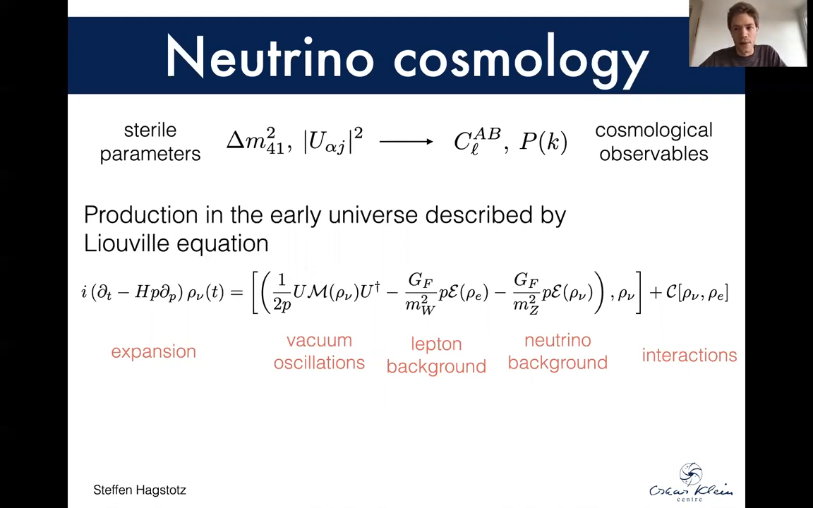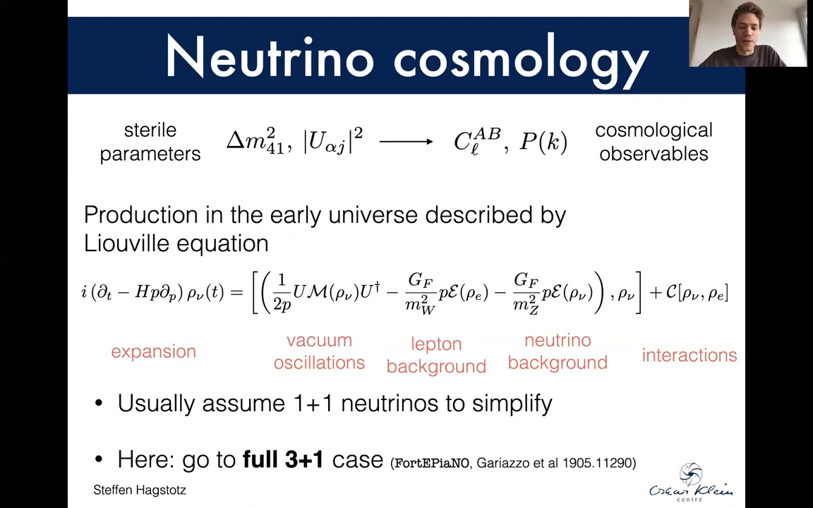And all of these processes are important at different times and are important to accurately model the abundance of a sterile neutrino in the early universe. To make this feasible computationally, usually people assumed just a 1+1 setting where you have one active neutrino coupled to only one sterile. And in the results that I'm presenting here, for the first time, we went to a full 3+1 setting where we model all the three active neutrinos that we know of, coupled fully with all their mixing matrix elements to the sterile neutrino. And this is possible with this FORTE-piano code, which is quite new.